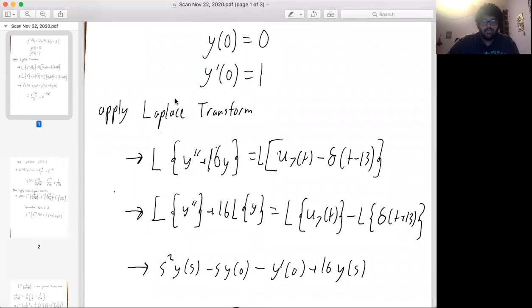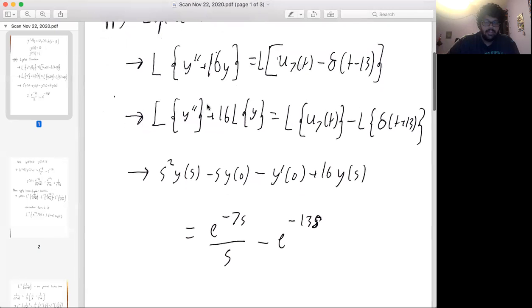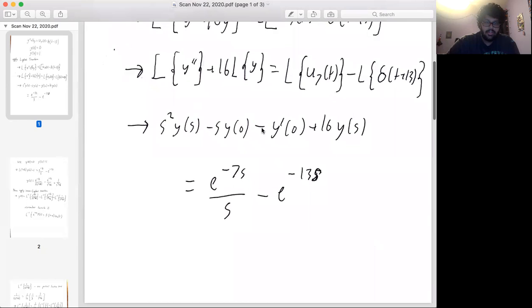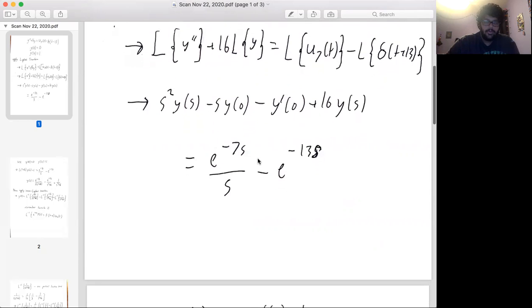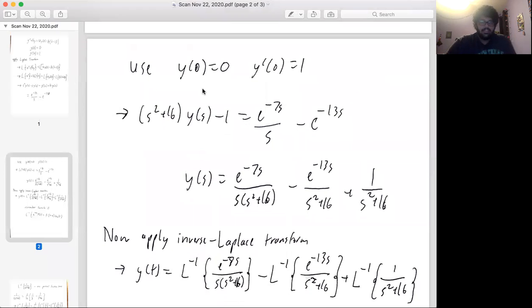The first thing you're going to do, obviously, is apply the Laplace transform. You're just going to take the Laplace of both sides, break it down, and end up with this equation: e^(-7s)/s - e^(-13s). And then you have your y(0) equaling 0 and your y'(0) equaling 1.